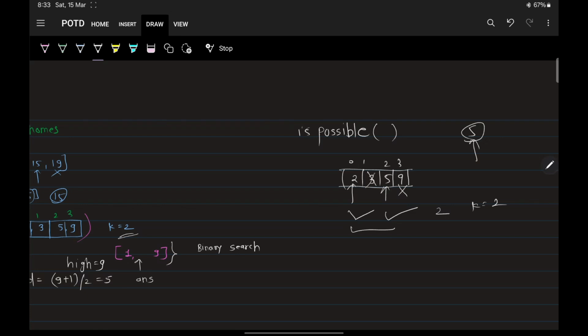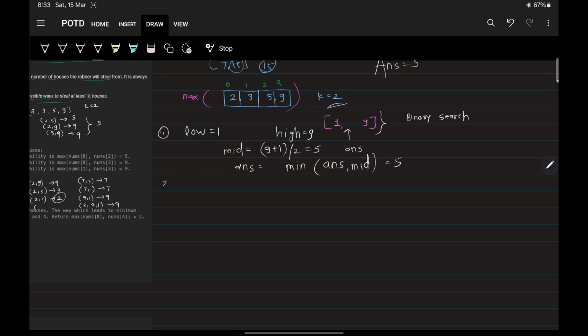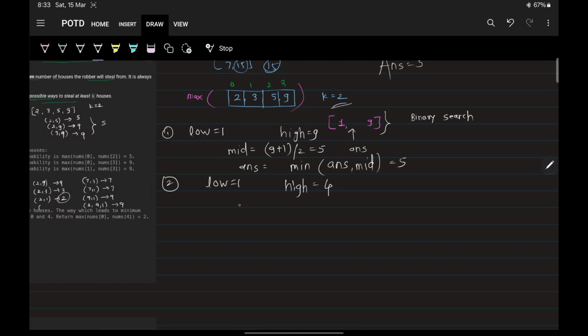So if the condition becomes true, it means I will update my answer variable. My answer would be the minimum of answer and mid. That would be nothing but 5 as of now. So I will keep my answer variable equal to 5. And now I will try to shrink my range. Whenever it is possible, I will try to shrink because I want to find the minimum. So my low is again 1 and my high would be mid minus 1. Mid was 5, 5 minus 1, 4. So my new updated mid would be 5 by 2.